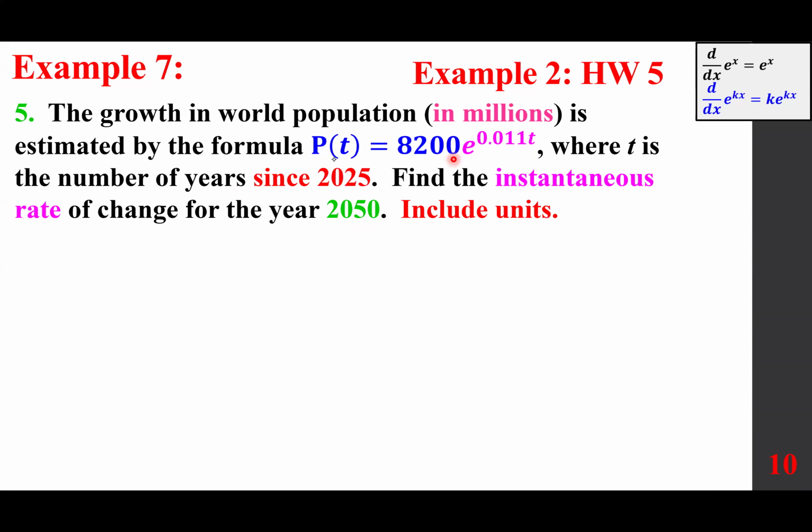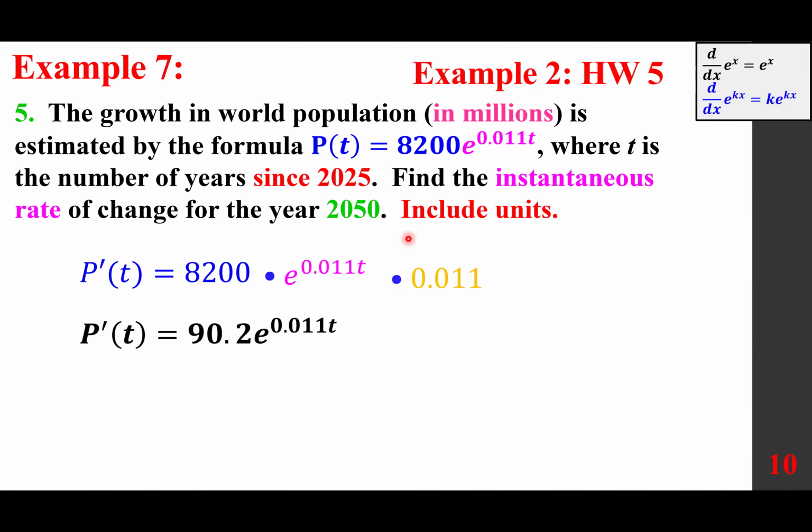First, you have to differentiate. So we want P'(t). We start with 8200 because that's there. You just keep it, and you differentiate the exponential, which is itself times 0.011, because e to the power of kx differentiates to e to the power of kx times k. The product of these two numbers, we put in front, and we say P'(t) is 90.2 e^(0.011t).